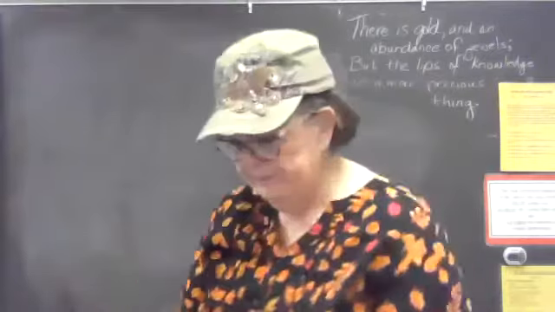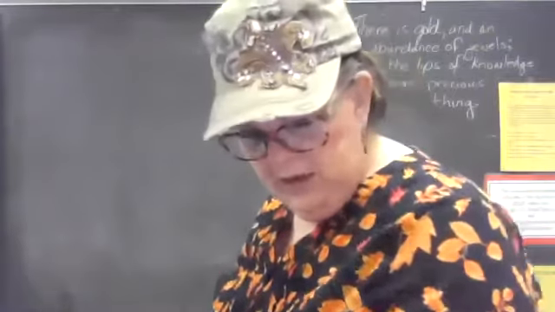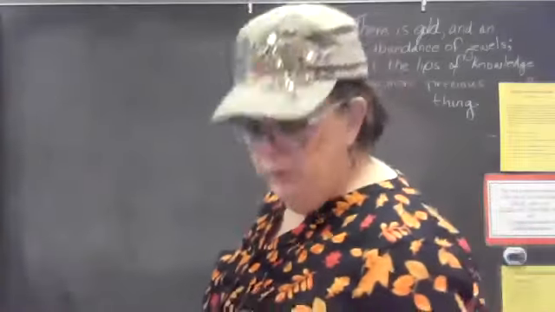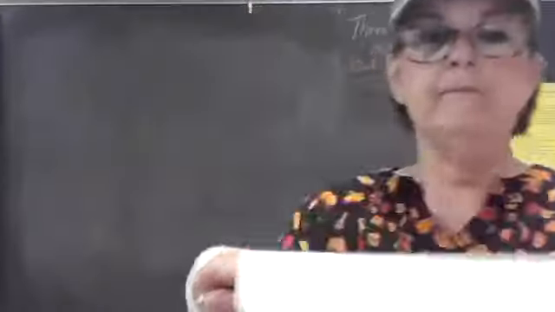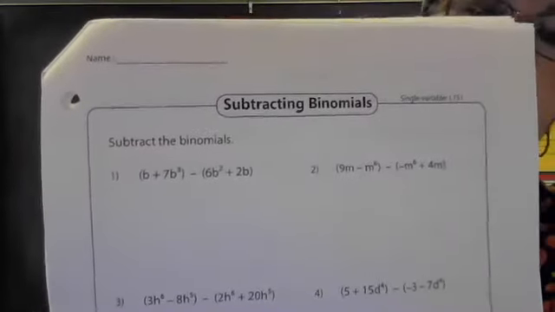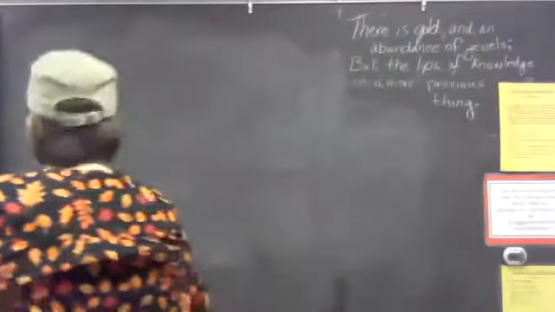Let me find a longer one. This one on page 5, they're all monomials, which means you're just going to add one piece to one piece. Let's do binomials, which is on page 6. And let's look at the first one. Page 6 looks like this.